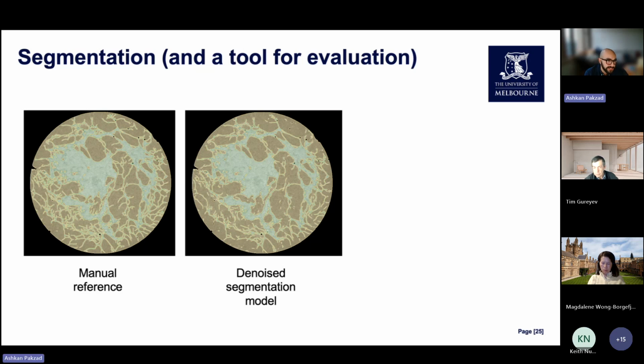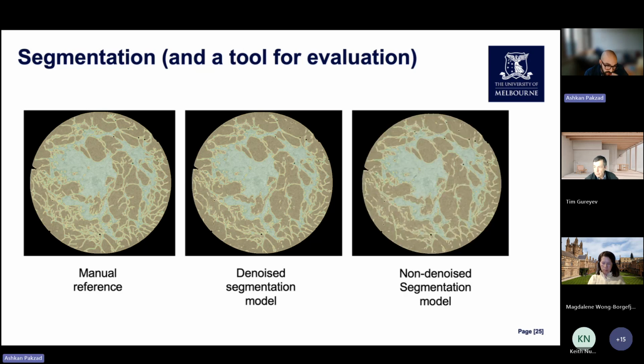And so just as a comparison, 2 models were trained, one using the denoised data and another using the non-denoised data. And so as a tool for evaluation, we can see how the model trained on denoised data manages to achieve better segmentation, essentially, where we have many more glandular strands being included in the segmentation. So these are some preliminary results from that project.